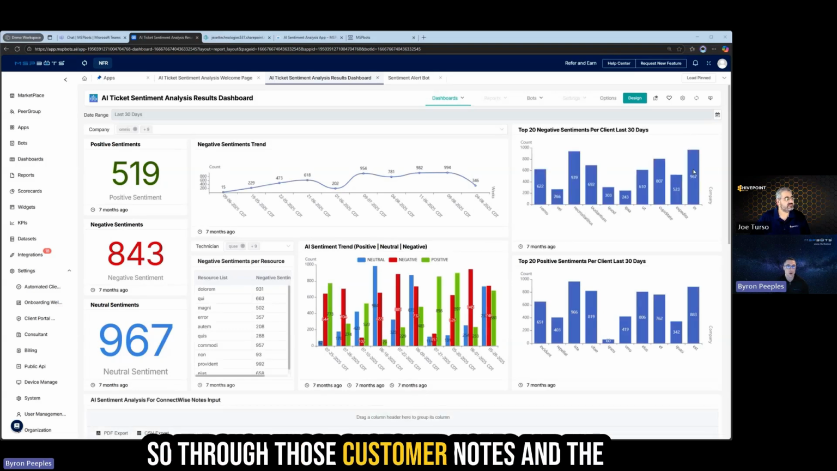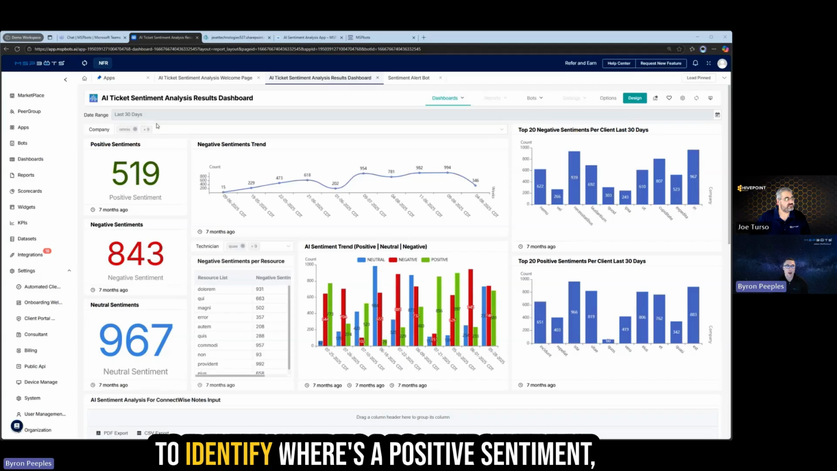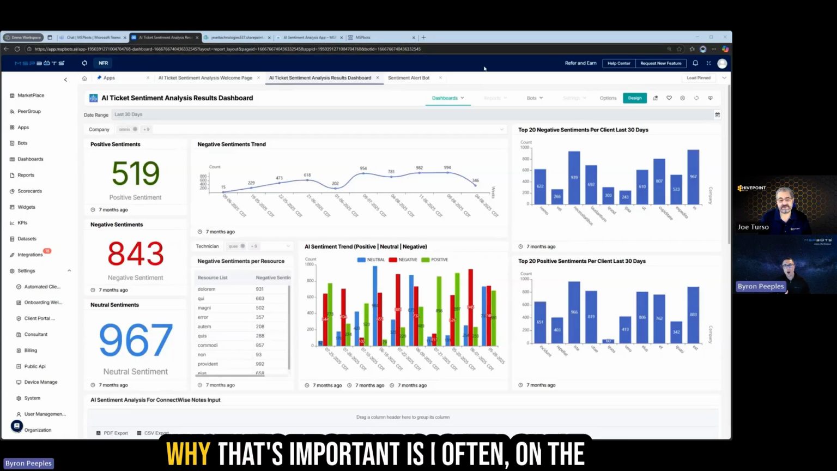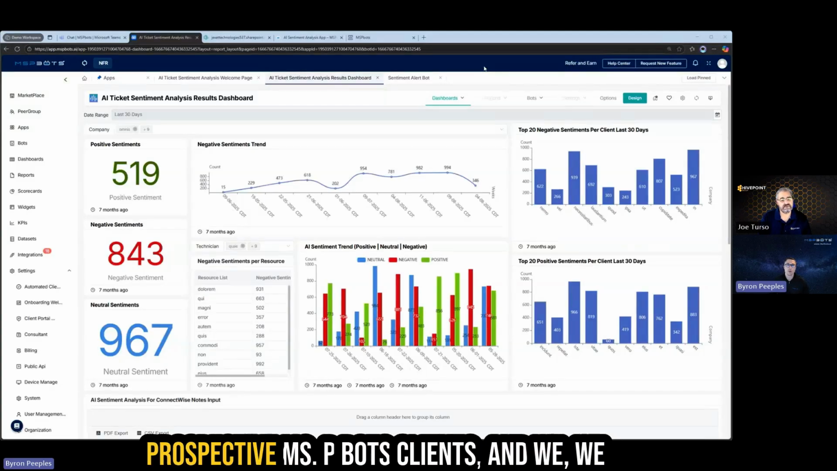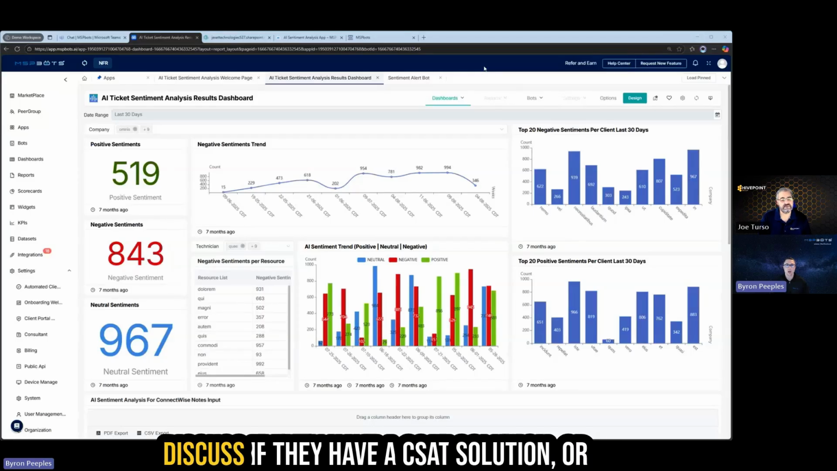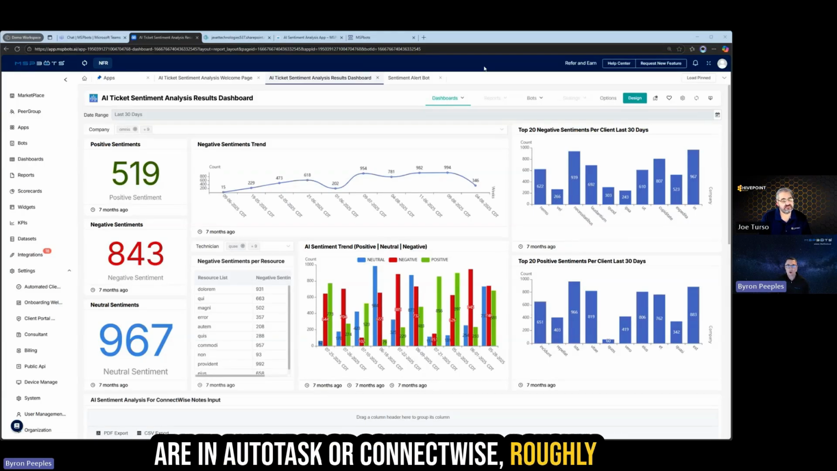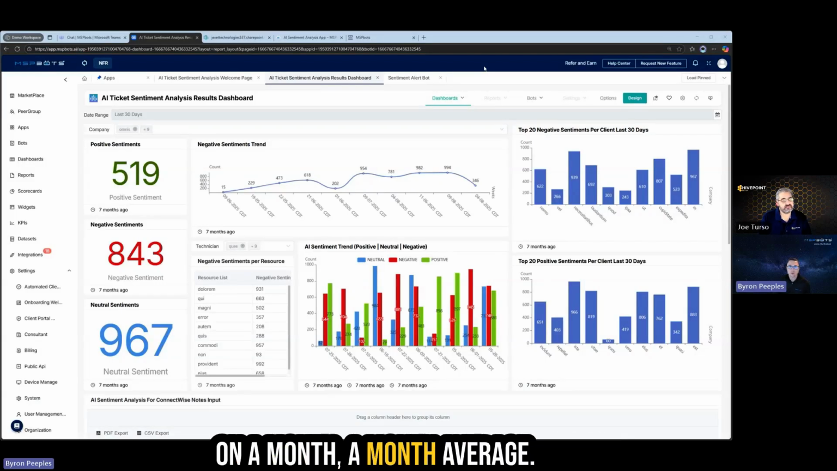So through those customer notes in the ConnectWise or Autotask tickets, we're able to identify where there's a positive sentiment, where there's a negative sentiment, and where there's a neutral sentiment with those tickets. And why that's important is, often on the pre-sales side when I'm connecting with prospective MSPbots clients, we discuss if they have a CSAT solution, or perhaps they're just using the surveys that are in Autotask or ConnectWise. Roughly 10% of those surveys are getting answered on a month-to-month average.